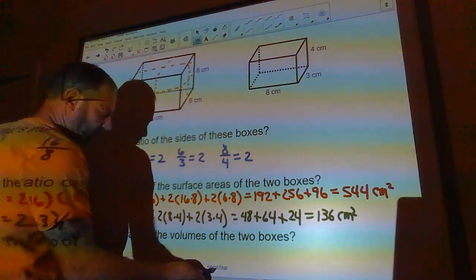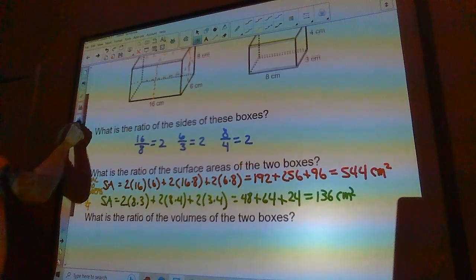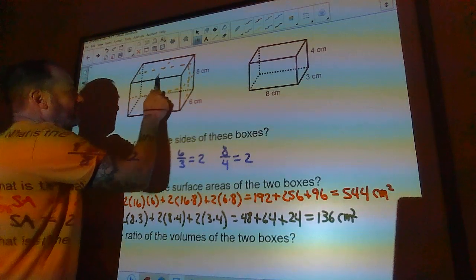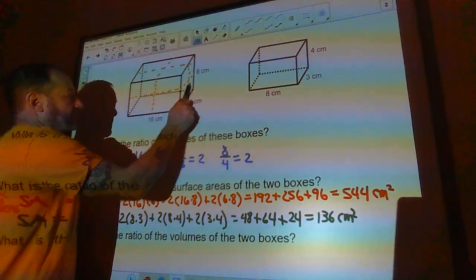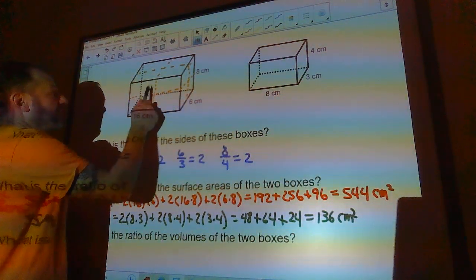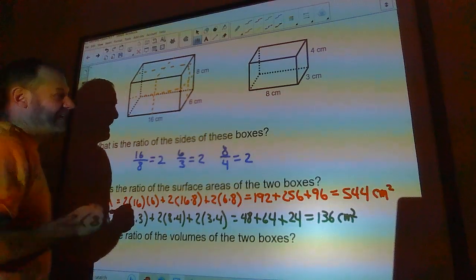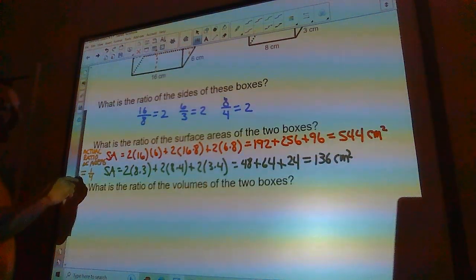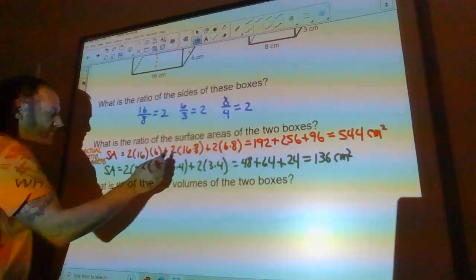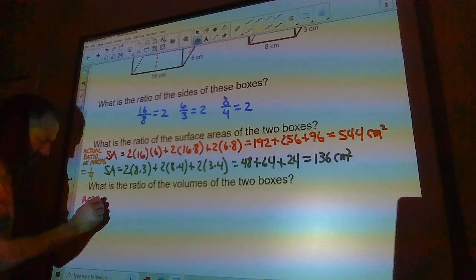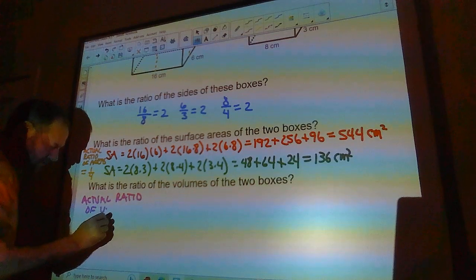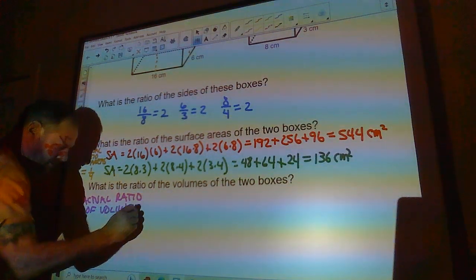Okay, what about the volumes? Well, we can kind of see that from the same picture. This box is actually this box right here, and all these boxes are the same. How many boxes are there? Well, there's 1, 2, 3, 4 on the bottom, and there's 1, 2, 3, 4 on the top. So there's 8. Okay, so the actual ratio of the volumes is going to be 1/8.